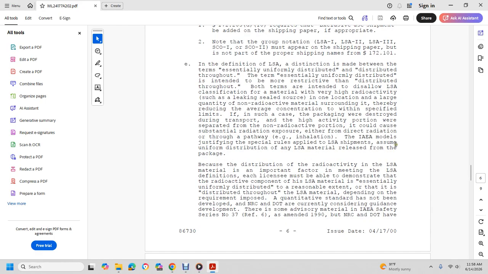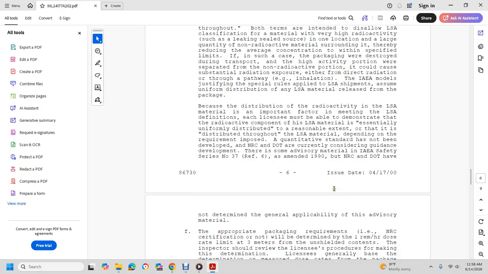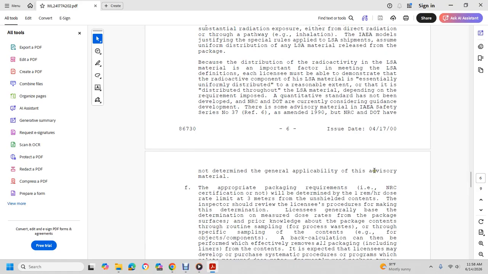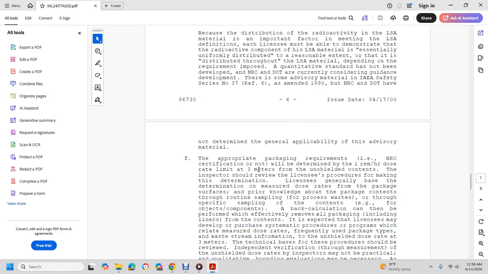Distribution of the radioactive material is an important factor in meeting the LSA definition. The licensee must be able to demonstrate that the radioactive component of the LSA material is essentially uniformly distributed to a reasonable extent through the LSA material. Quantitative standards depending on the requirement have not been developed, and the NRC is currently considering development. There is some advisory material in IAEA Safety Series No. 37, amended in 1990, which the Nuclear Regulatory Commission and the Department of Transportation have not determined to be of general applicability.